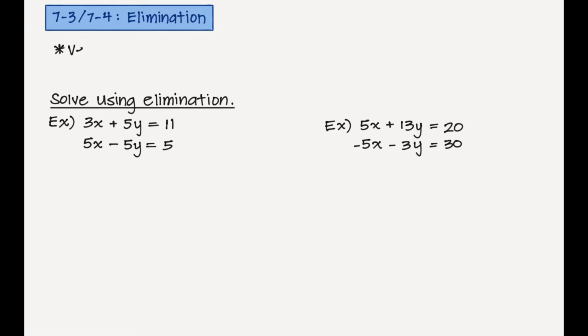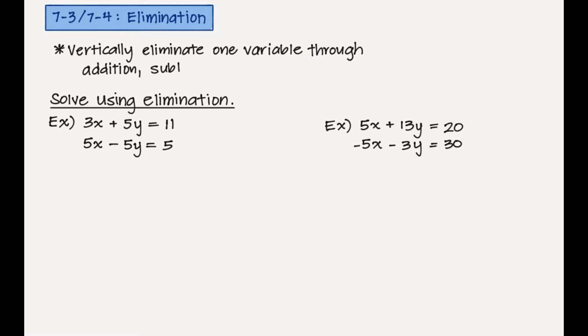Hello class, this is both lesson 7-3 and 7-4 about elimination. And what we're going to do in this lesson is vertically eliminate one variable. We're going to do this through either addition, subtraction, and/or multiplication. To begin this process, you want to have both equations vertically aligned.